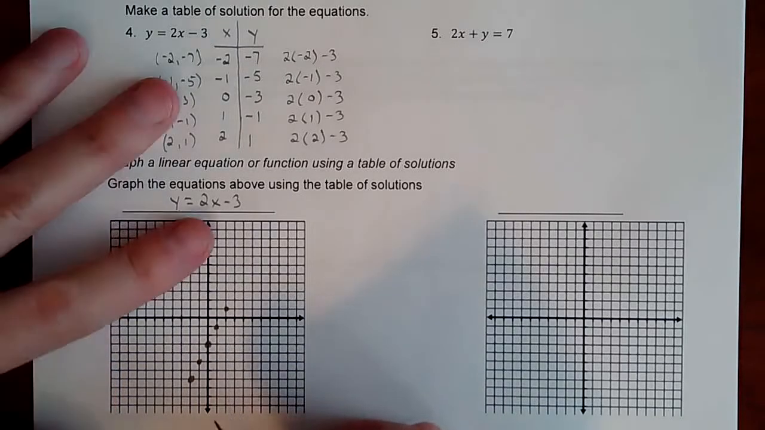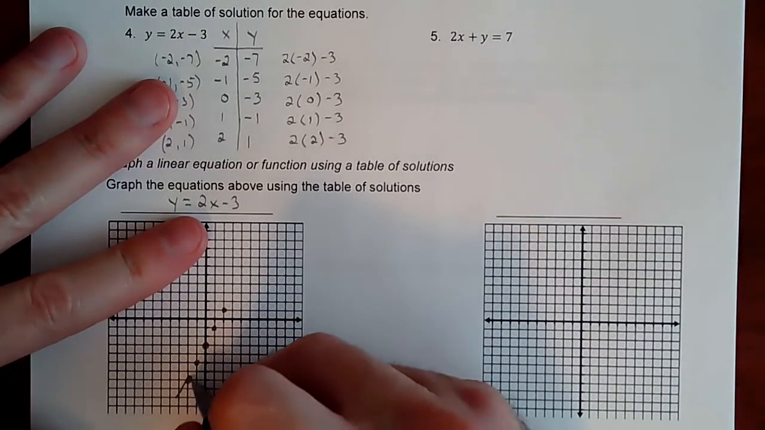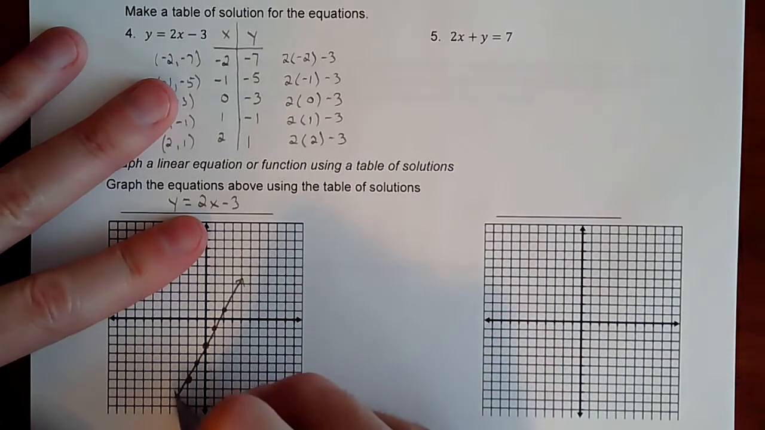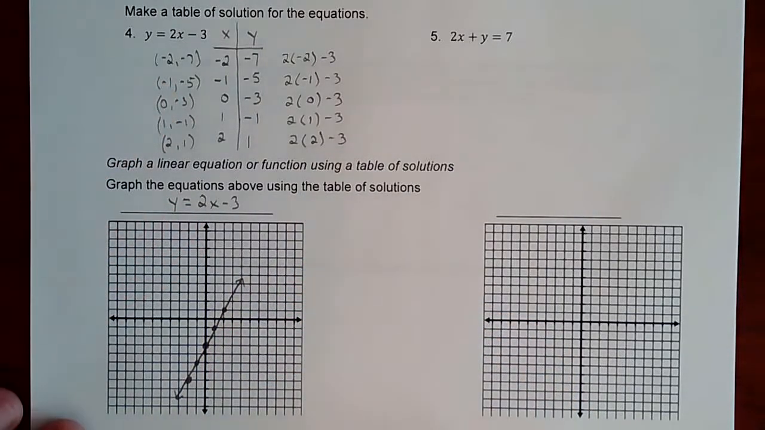It's a nice straight line, and I can just connect the dots. And that's what that graph for this equation looks like. Okay, now there's definitely a faster, more efficient way to do this, but we're at the beginning stages of this. Just really showing what it means to put this all together.